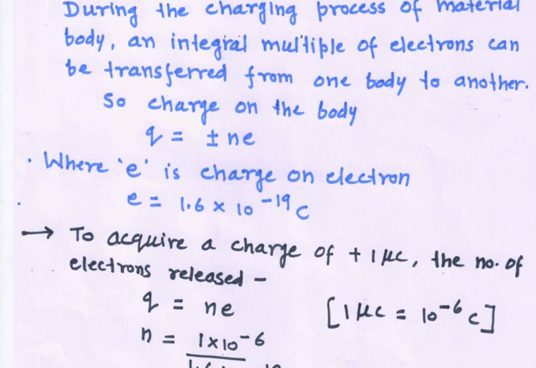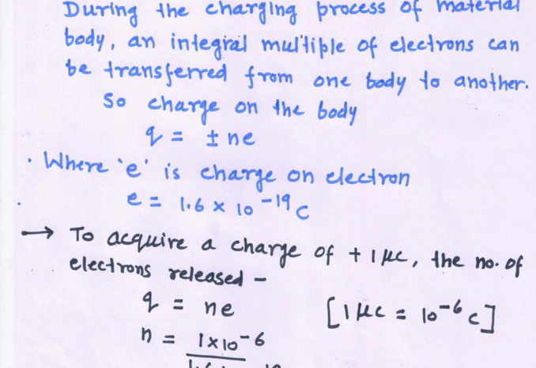1 microcoulomb is a small unit of charge. So 1 microcoulomb is 10 raised to minus 6 coulomb. Now I want to acquire a charge of plus 1 microcoulomb. So how many electrons must be released, because we want the body positively charged?